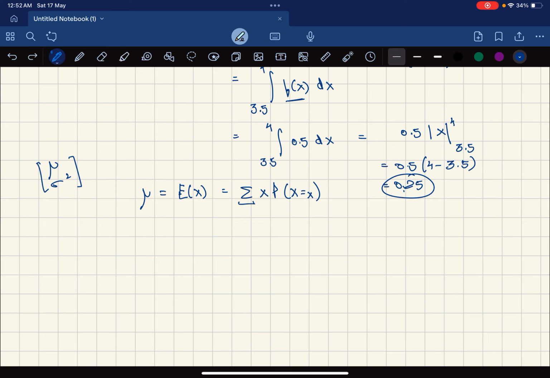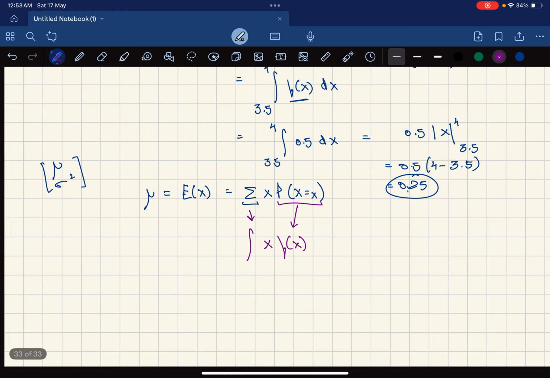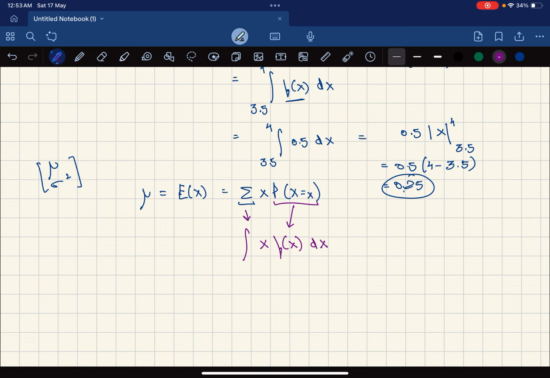And how do we do that? We use the integral sign. We still put x, and instead of the PMF, we are using the PDF here, since this is a continuous distribution, and we are integrating with respect to x. And we do that in the whole x range.